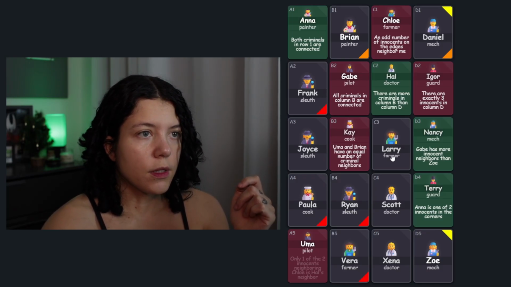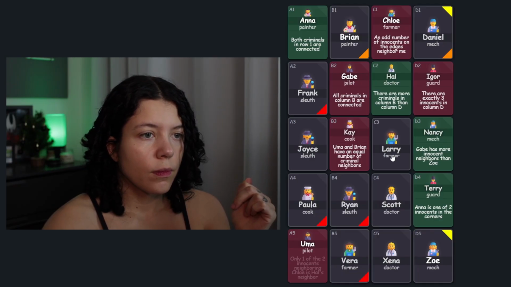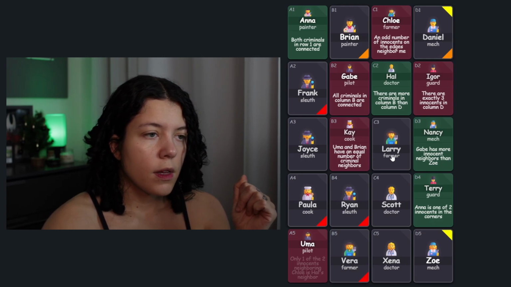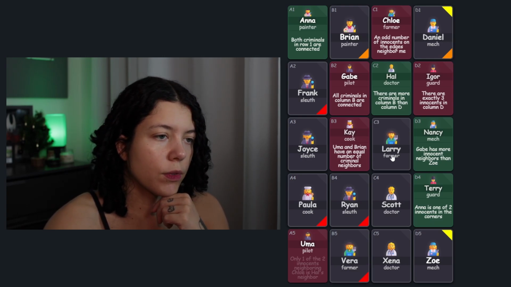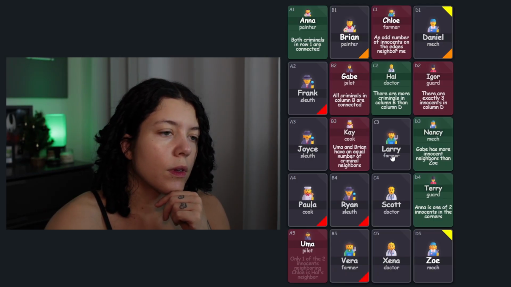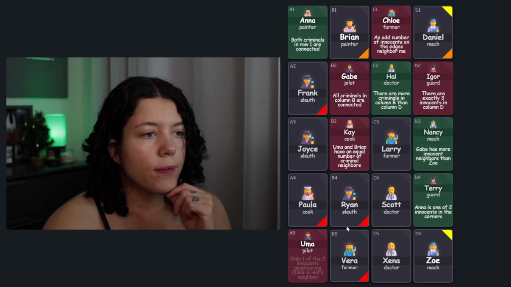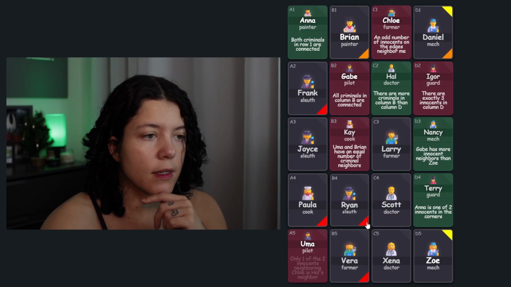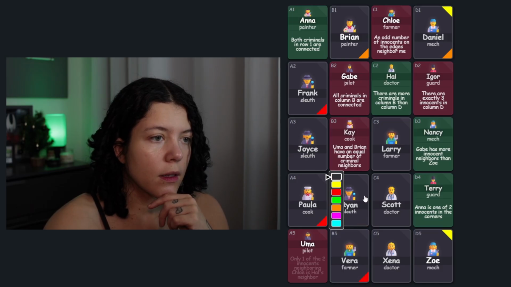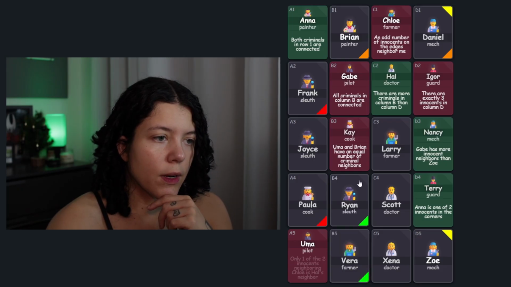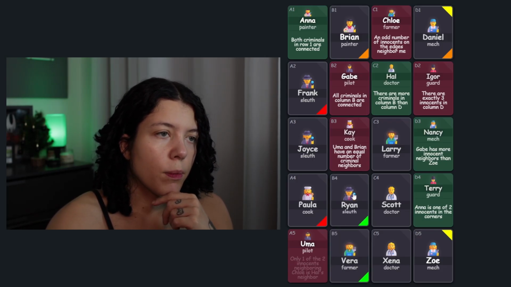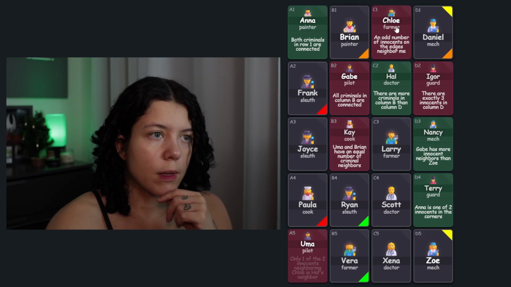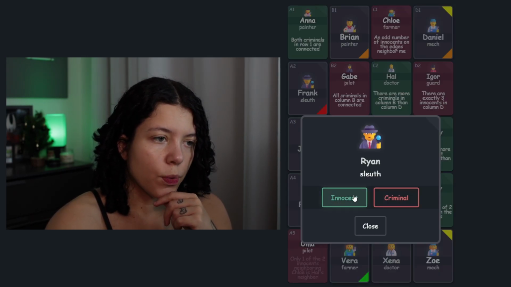So what else am I not seeing? Is there a way for Uma and Brian to not have an equal number of criminal neighbors? If anyone here in column B is an innocent, it couldn't be Ryan. Because if Ryan is an innocent, both Vera and Ryan have to be innocents. And that would break because now there's no way for Uma to have the same number of criminal neighbors as Brian. So Ryan has to be a criminal.